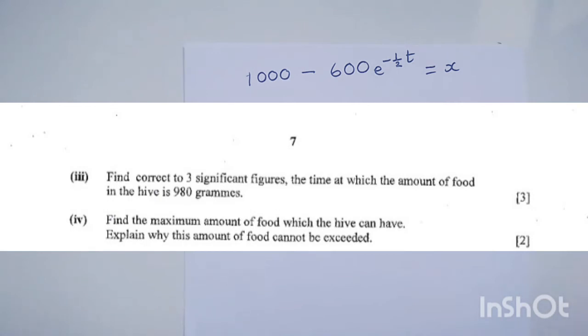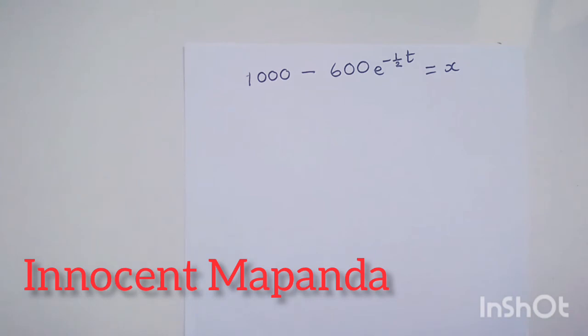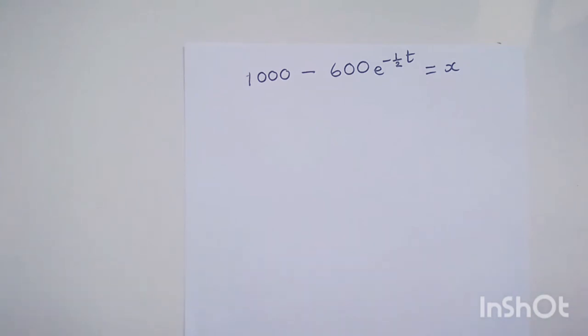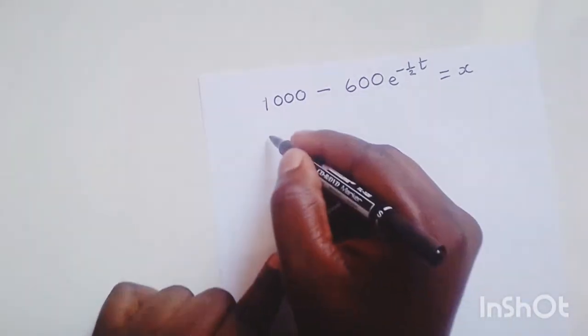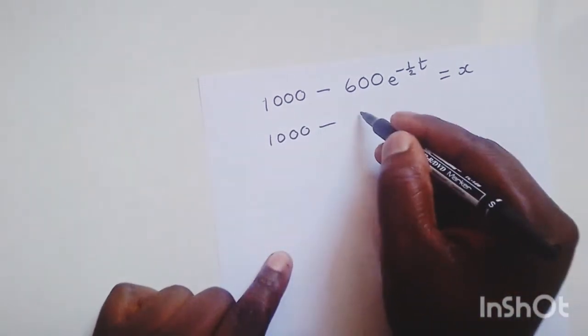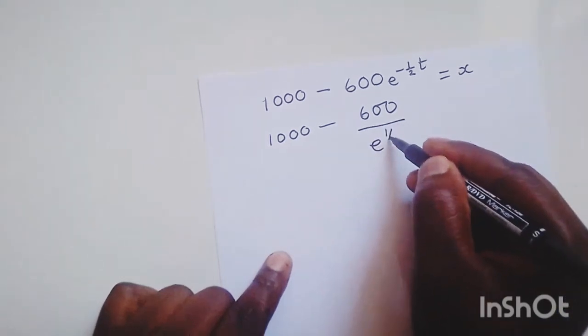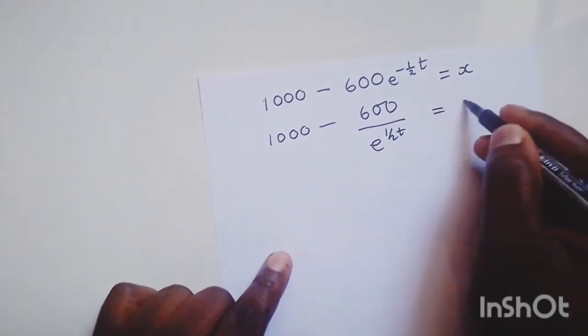Welcome back to part 4 of the question. It reads: find the maximum amount of food which the hive can have. Explain why this amount of food cannot be exceeded. So the first thing to do in order to identify the maximum amount of food is to rewrite this as 1000 minus 600 all over e to the power of half t is equal to x.